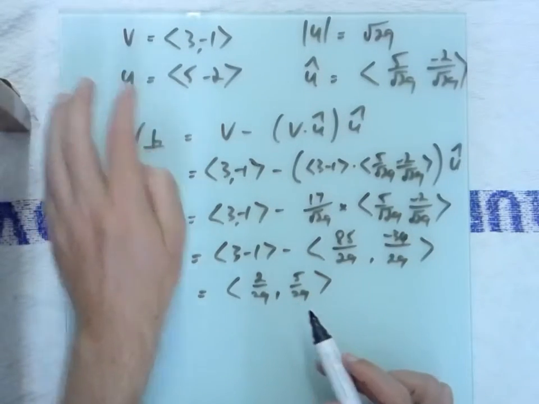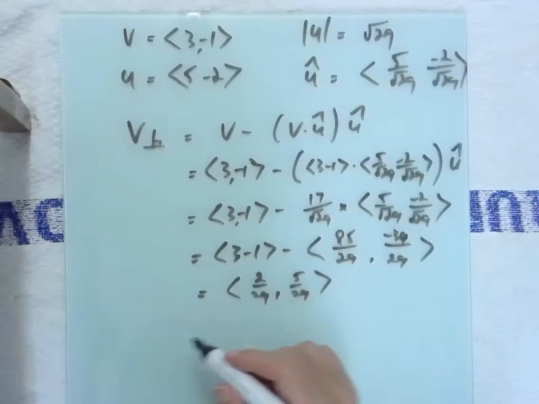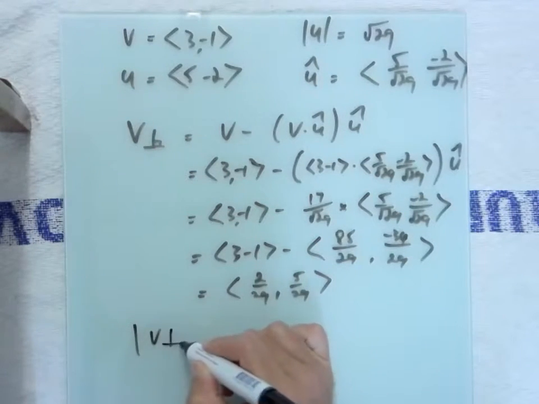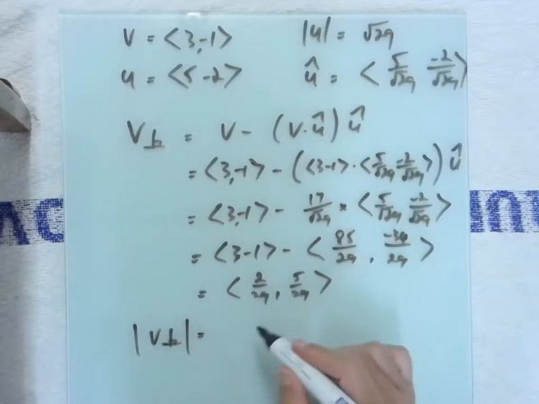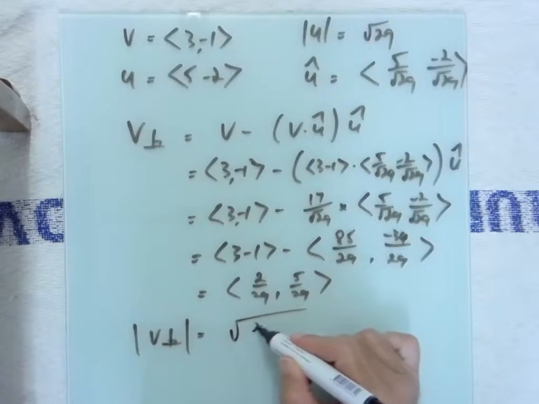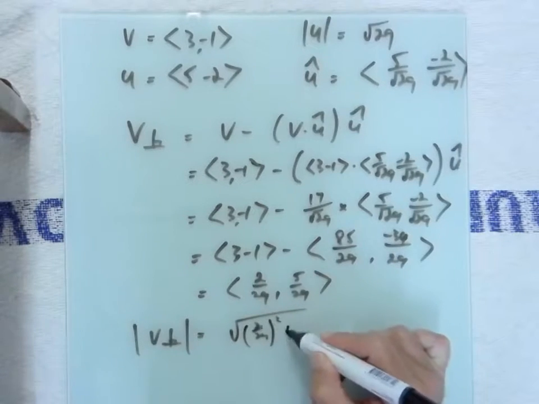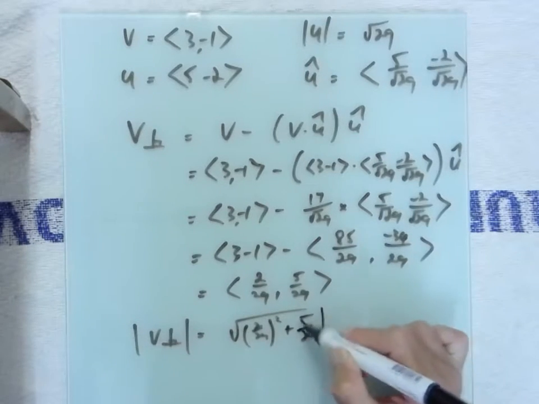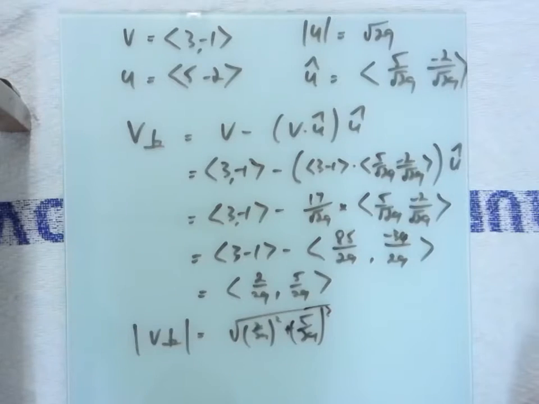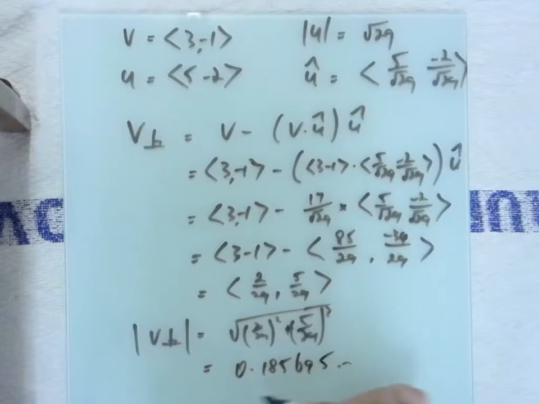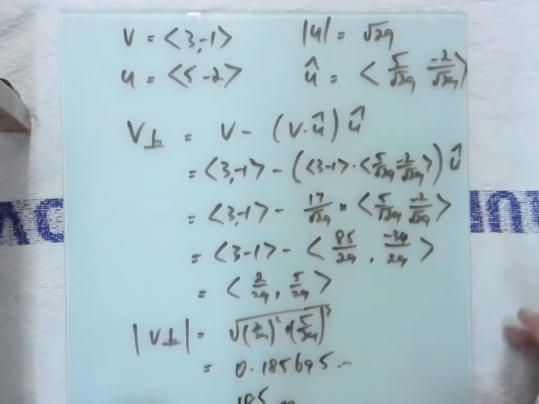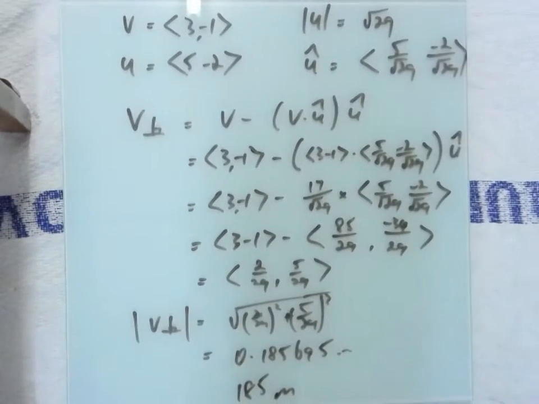Remember, u is where the yacht is. Now I'm going to get the magnitude of the perpendicular resolute being the square root of that squared plus that squared, and I'm going to get that to be 0.18565 blah blah blah, which is 185 meters. What?